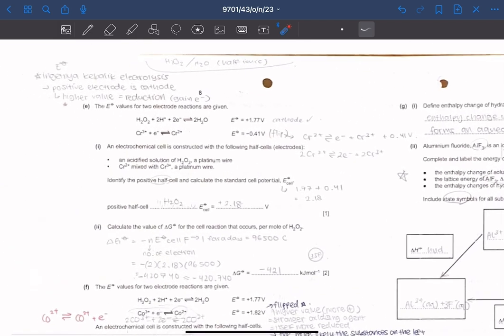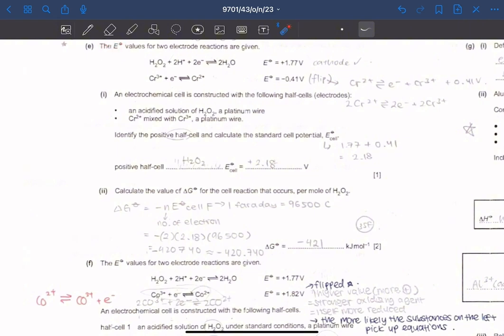Next question, E. The E0 values, or E0 is also the standard electrode potential. So the E0 values for two electrode reactions are given. H2O2 plus 2H+ plus 2e- forms 2H2O with an E0 value of positive 1.77 V. And the second half equation is Cr3+ plus e- forms Cr2+ with the E0 value of negative 0.41 V. So the first thing we should do here is to identify which of the E0 values is the cathode and which is the anode. Usually, the more positive the E0 value, the further the equilibrium lies to the right, and so the less readily the element loses electrons and forms ions.